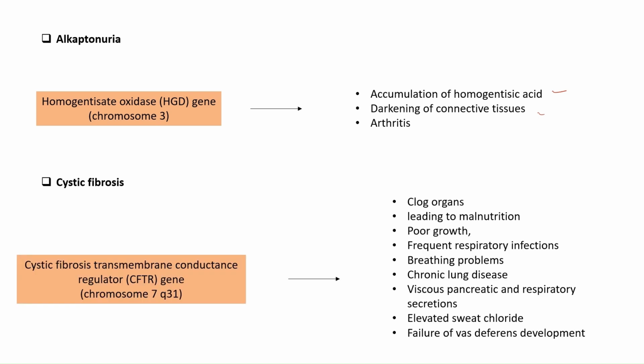Cystic fibrosis. It occurs due to a defect of the cystic fibrosis transmembrane conductance regulator gene present on chromosome number 7. The phenotypes it affects: it clogs organs, and it leads to malnutrition, poor growth, frequent respiratory infections, breathing problems, lung diseases, various pancreatic and respiratory secretions, elevated sweat chloride, and failure of vas deferens development. So one gene is affecting multiple phenotypes in our body.